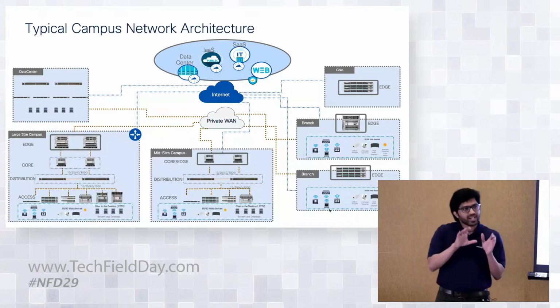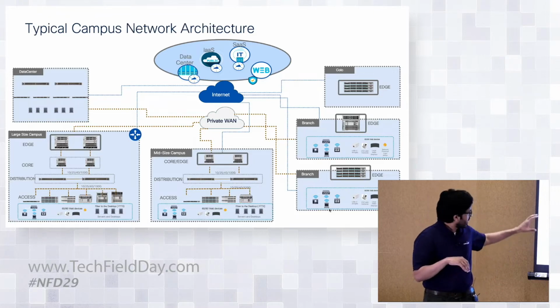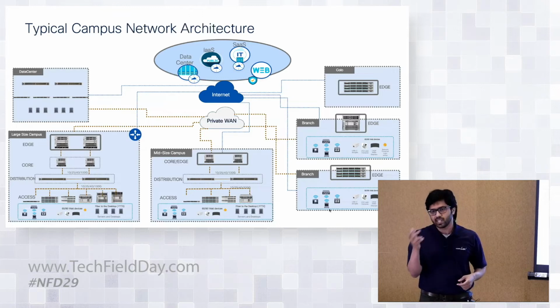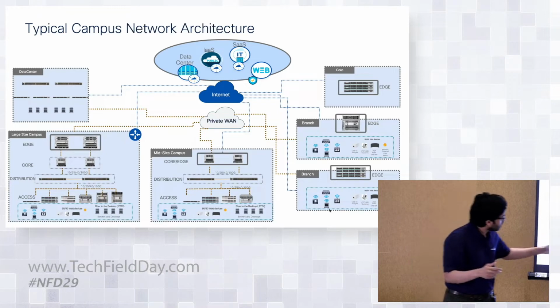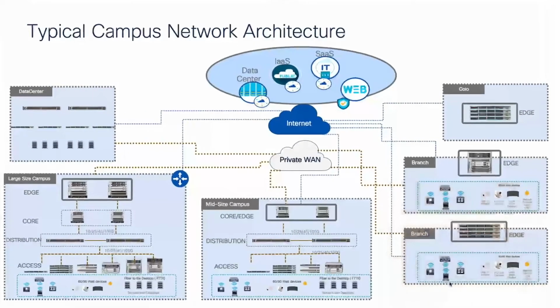Even if you look at other spaces like a medium-sized campus, there you could probably get away with having that same core device acting as an edge device also. And if you look at branch spaces, even there you'll probably have just a couple of networking devices, and maybe only one device sitting in that branch space will be acting as your edge device as well.